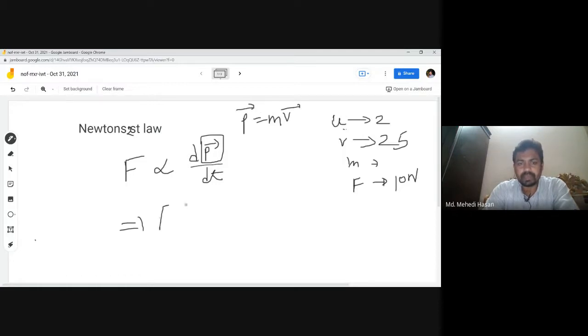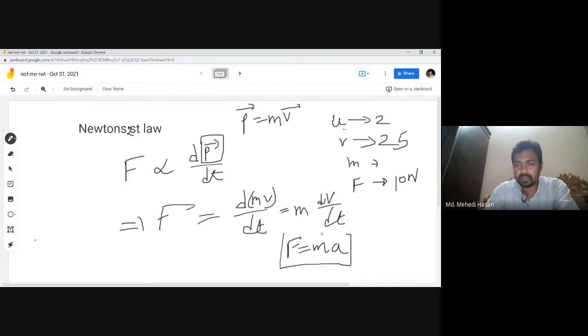Then you can say F is equal to, with a proportionality constant of 1, d(mv) by dt, and m is constant, so it becomes m times dv by dt. dv by dt is the acceleration, so that is equal to ma. Finally you can say that F equals ma. So this is the equation of Newton's second law, F equals ma.